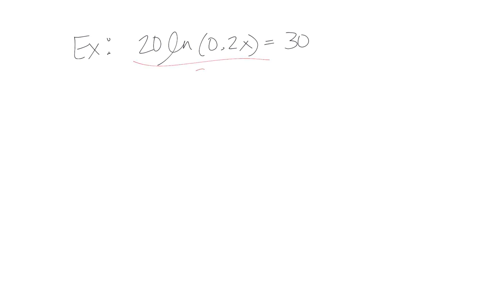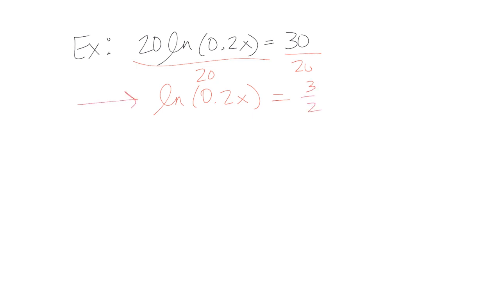Okay, so second example, we have 20 natural log of 0.2x equals 30. The only reason I'm doing this example is to show you that you need to get the log by itself to use either method. So here, if I wanted to use the log definition, or the exponentiate method, either one, I would have to first divide by 20 to get the natural log of 0.2x equals 3/2 to get this by itself.